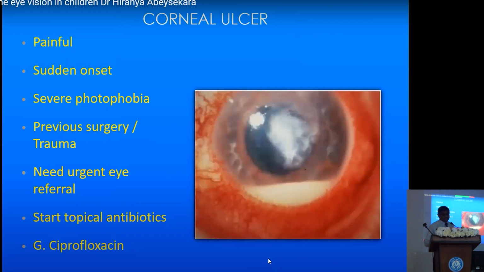So you can start a topical antibiotic here and refer to the eye surgeon urgently. Please do not prescribe topical steroids. I have seen a GP who prescribed topical steroids for his own child to treat a corneal ulcer, and the child went blind. So please don't prescribe topical steroids without knowing what you are treating.